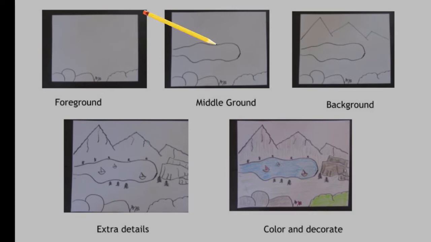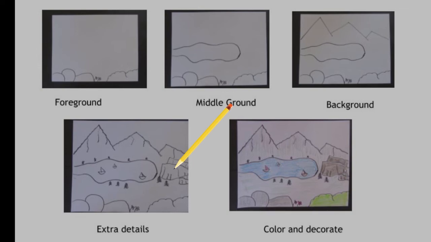Here we added a lake shape. You can make it a river instead, or a meadow by just keeping it empty and coloring it in green later. For the background, we added some pointy mountains. Other variations could be trees or rolling hills.